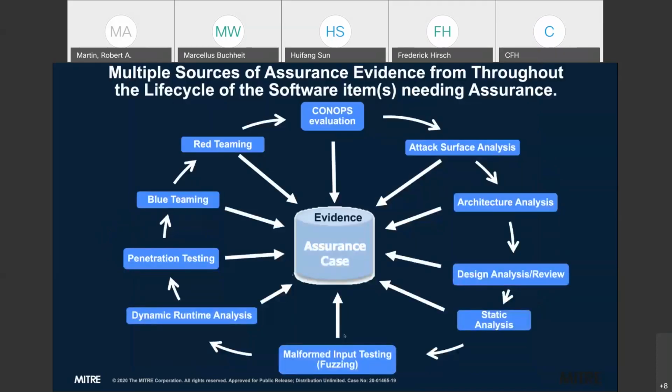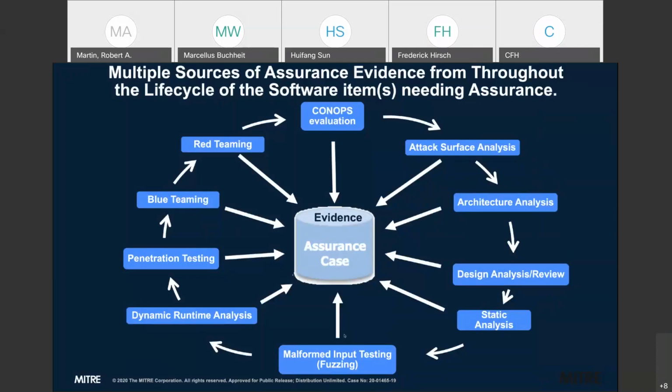So one of the other things that I think intersects with the IIC is the idea that you're going to have to bring evidence together to support these reasons for trusting, whether it's the product or the service.